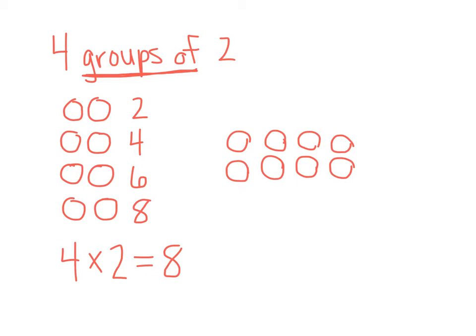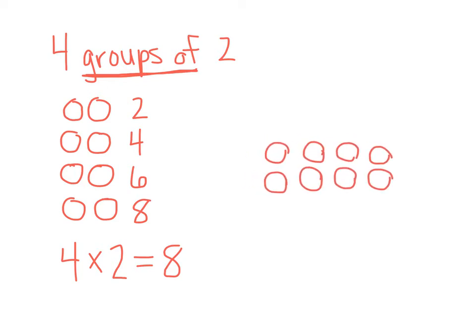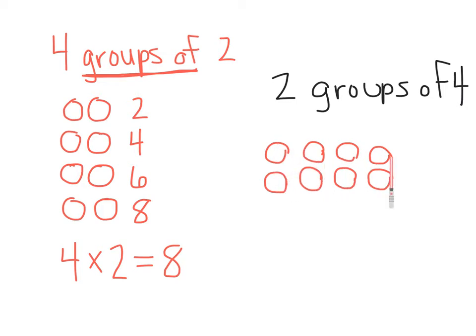What happened to my array now? Look at my first array. Look at my second array. It now doesn't show 4 groups of 2. How many groups or rows that go from left to right does it show? Right. It now shows 2 groups of 4. I have 1 group of 4 going straight across and another group of 4 going straight across.